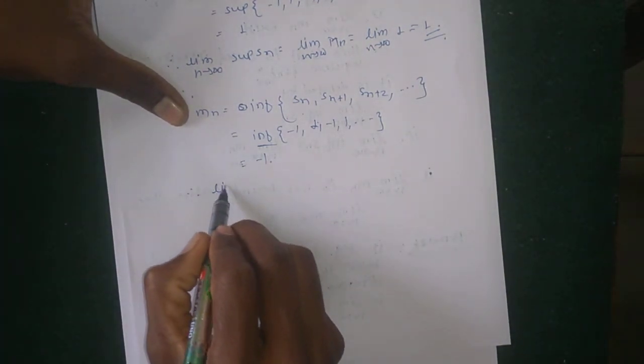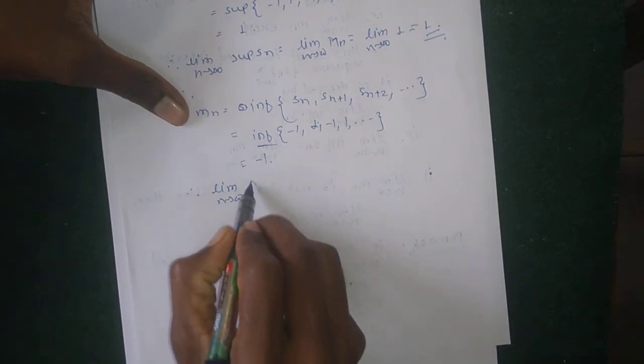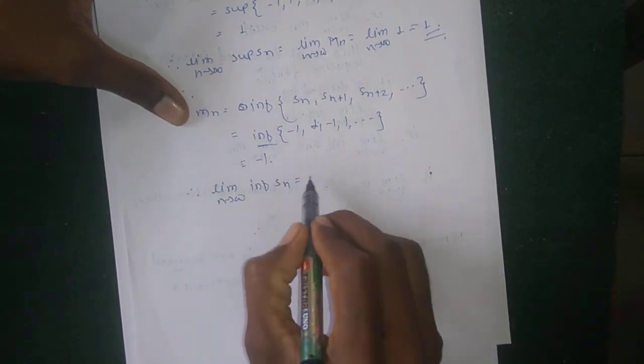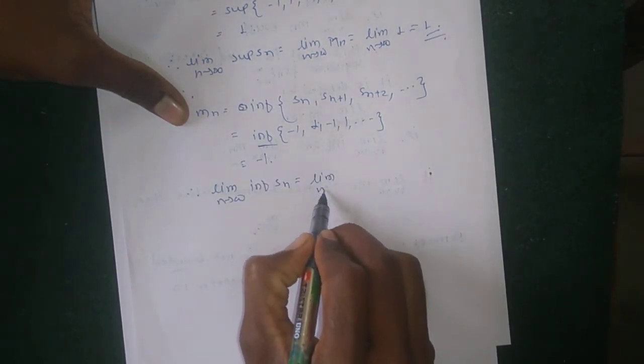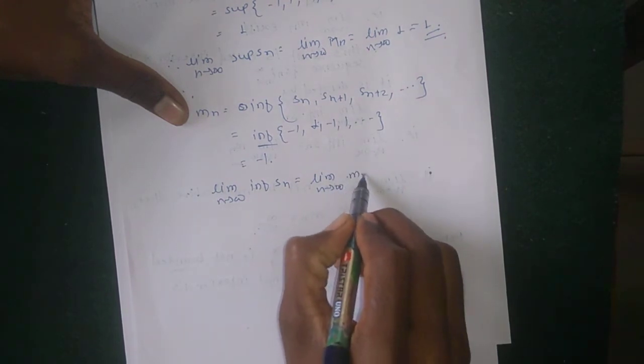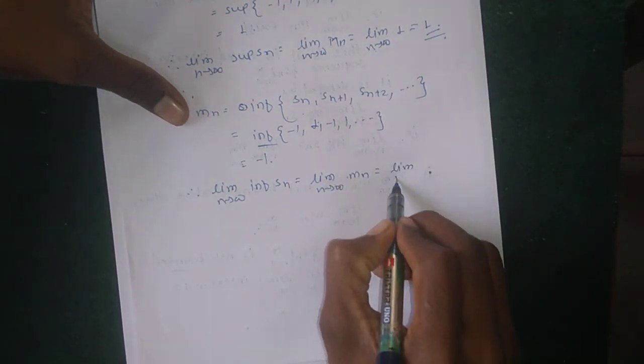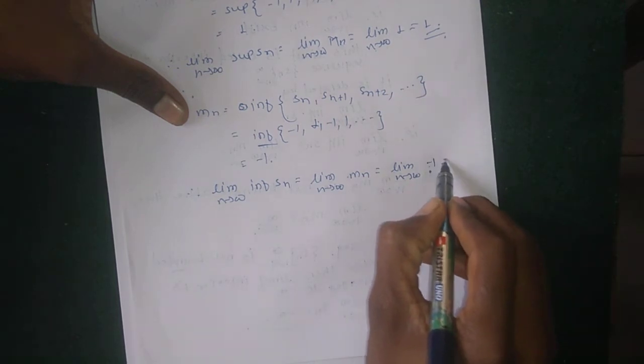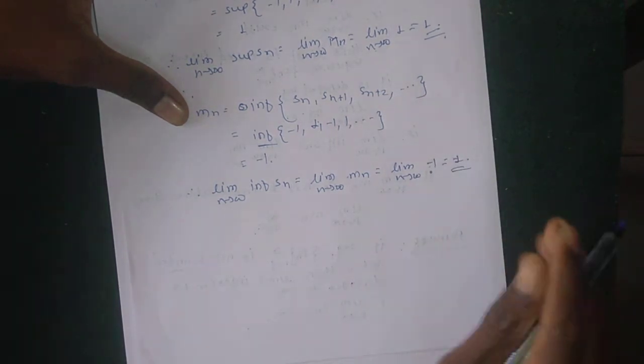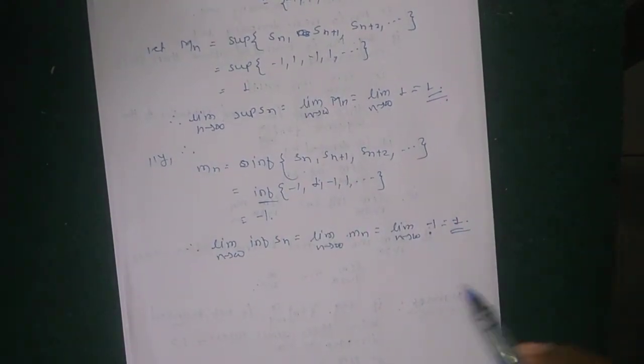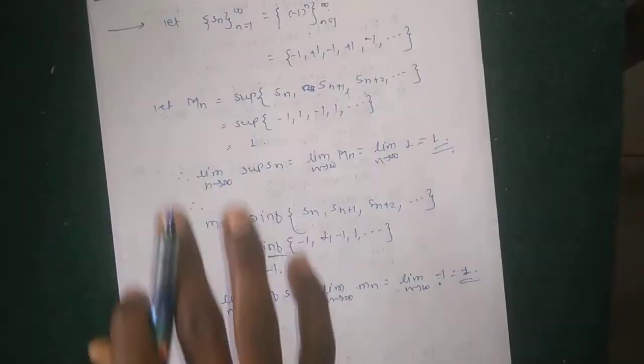So the limit inferior is equal to the limit as n tends to infinity of the infimum of Sn, which is equal to the limit of small mn, whose value is -1. We get the answer -1. Therefore the limit superior and limit inferior are 1 and -1 respectively for this sequence.